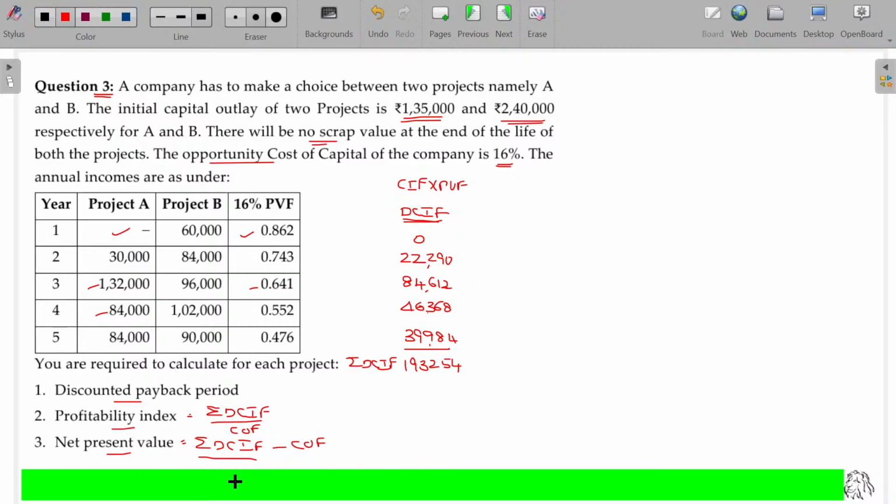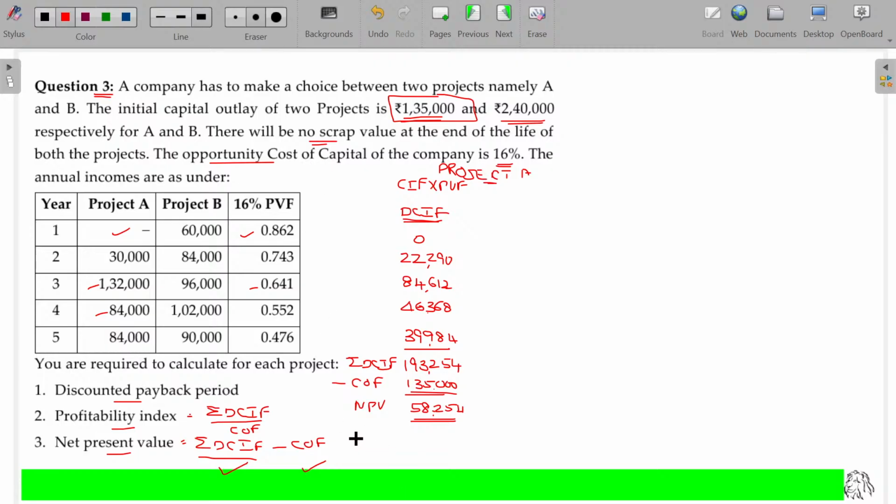So we got this value. From there, the cash outflow of project A, 1,35,000, is subtracted. Then the ultimate value will be my NPV here. The NPV in this case is 58,254. This is all about project A.